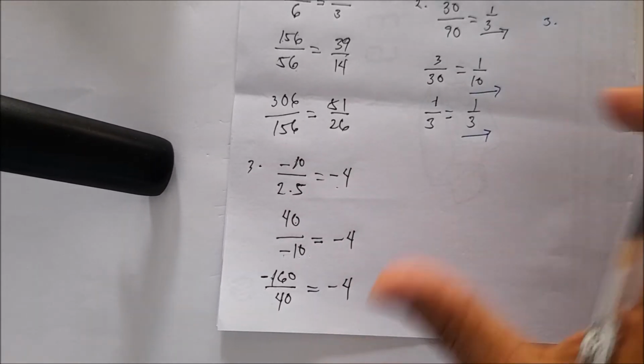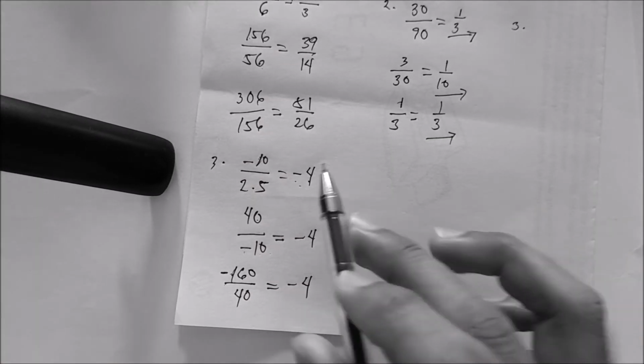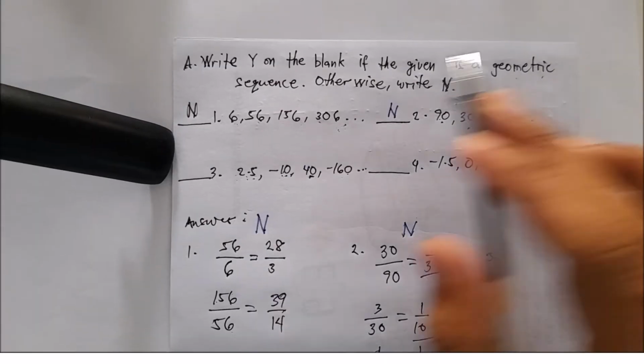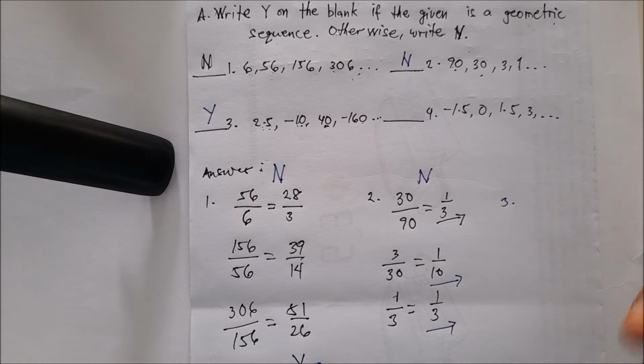So what have you observed between the consecutive terms of the sequence? Negative 4. So since we have the same common ratio, that is called a geometric sequence. So the answer is Y. So write Y. Last example, number 4.